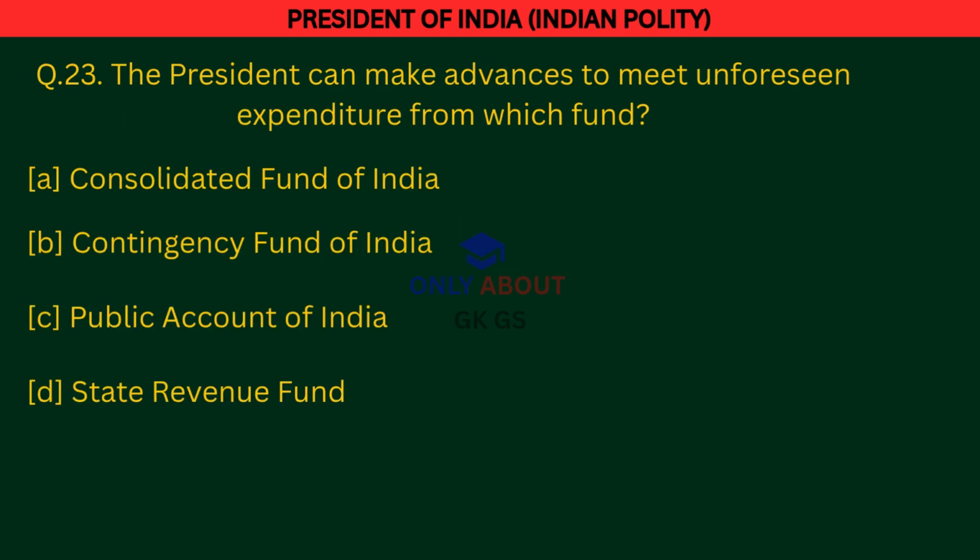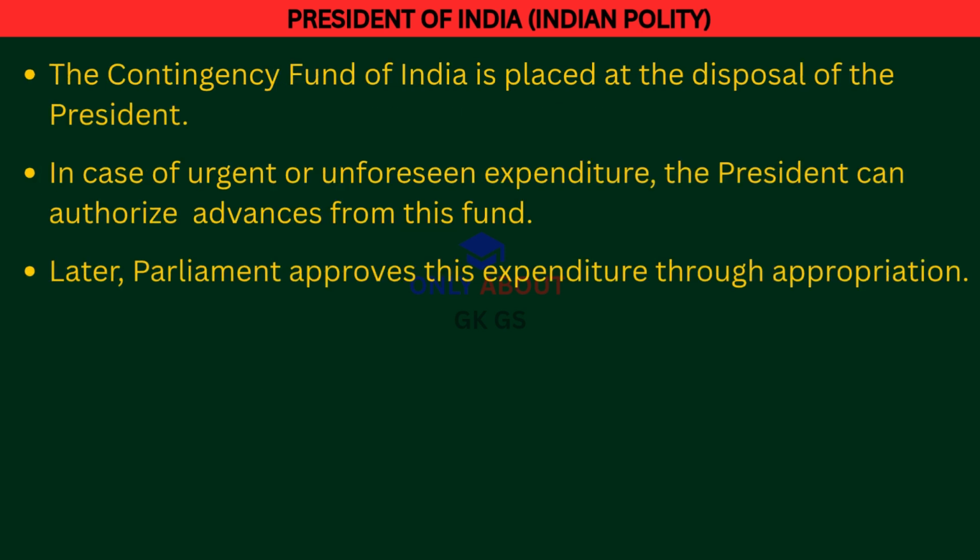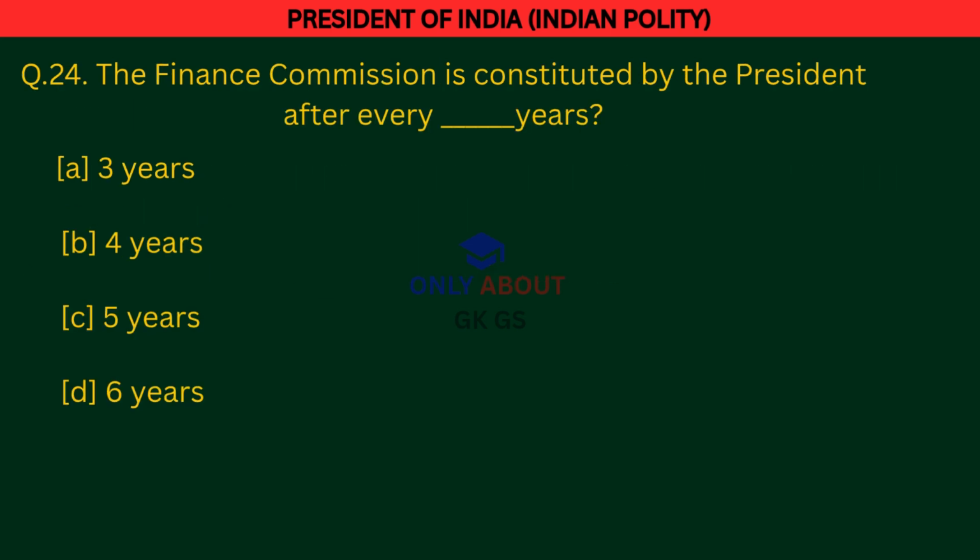Next question. The President can make advances to meet unforeseen expenditure from which fund? Correct answer: Contingency Fund of India. The Contingency Fund of India is placed at the disposal of the President in case of urgent or unforeseen expenditure. The President can authorize advances from this fund. Later, Parliament approves this expenditure through appropriation.